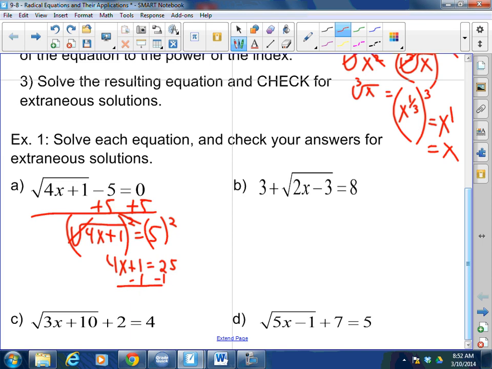Subtract 1 to both sides now. 4x equals 24. Divide both sides by 4. X equals 6. Let's do a little check on it. 4 times 6, because that's what x is, 24. Plus 1 is 25. Square root of 25 is 5. 5 minus 5 equals 0. Bingo. That is a real solution. It works. No problems. Does that make sense? Pretty simple, right? Yeah, I figured.